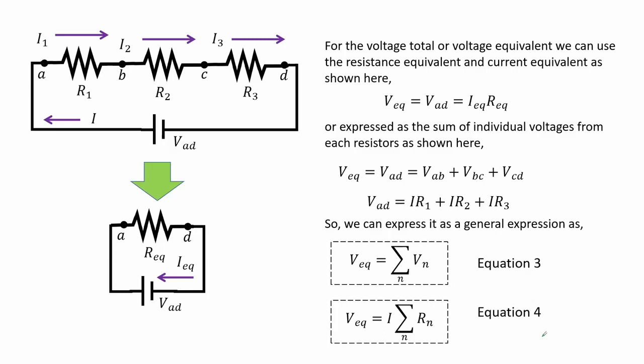For the voltage total or voltage equivalent, we can use the resistance equivalent and current equivalent as shown here, or expressed as the sum of individual voltages from each resistor as shown here. So, we can express it as a general expression for the voltage as shown in equation 3 and 4.